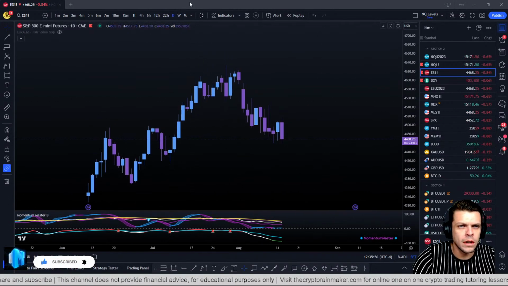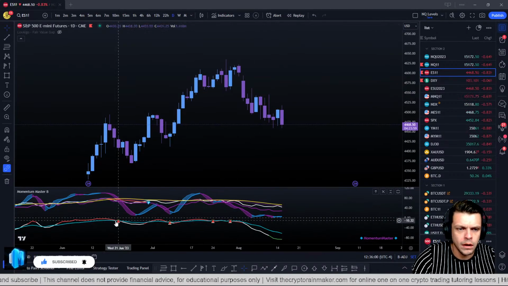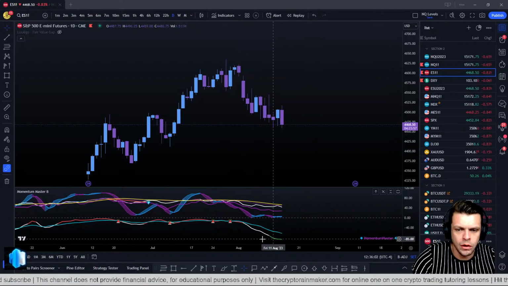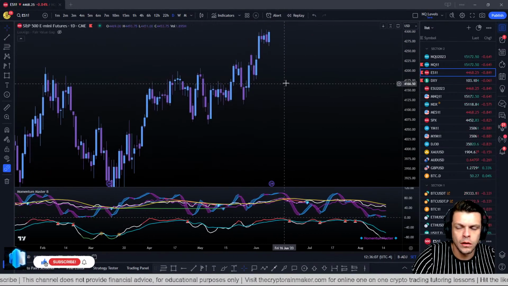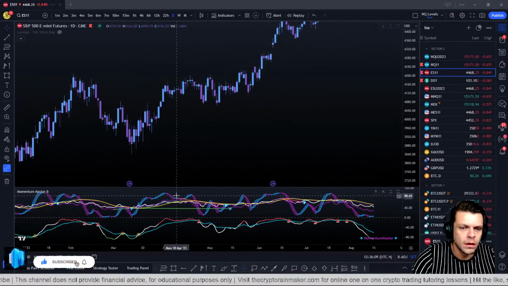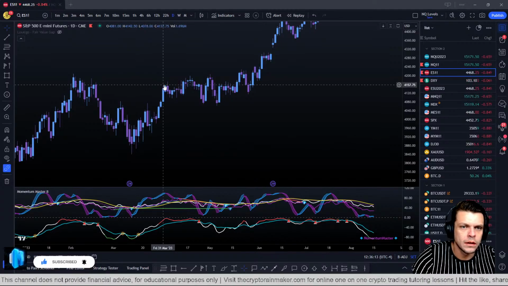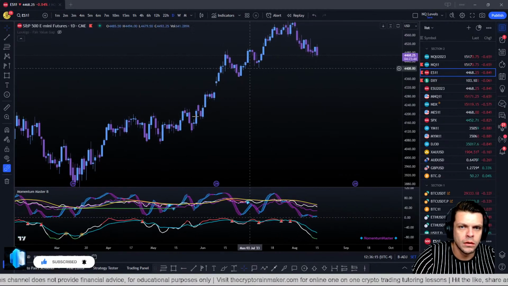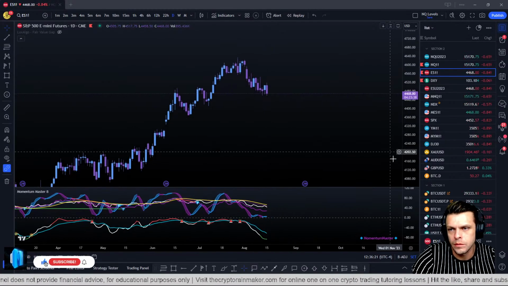Alright, so let's have a look at the ES daily chart. Same as on the Nasdaq, the oscillators are oversold with the Williams printing that green signal. And then the last time we had this condition on the daily was right over here on the 13th of March. And that's basically when we had this nice little bull run all the way to $4,633.